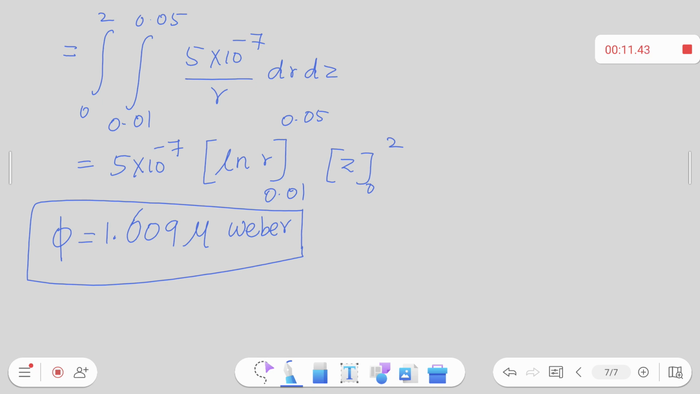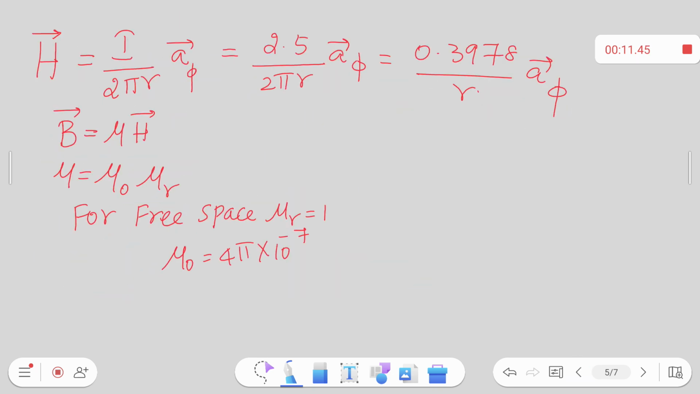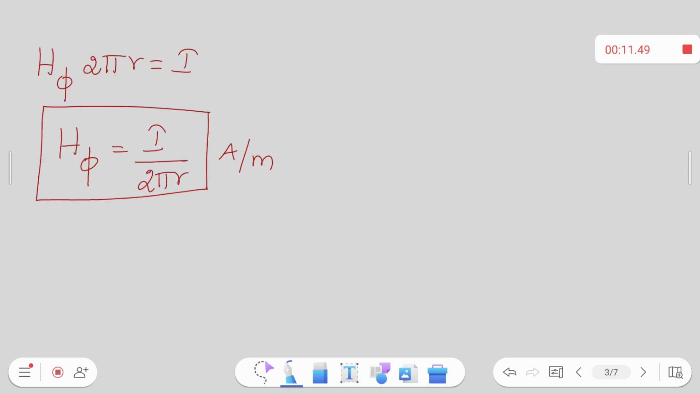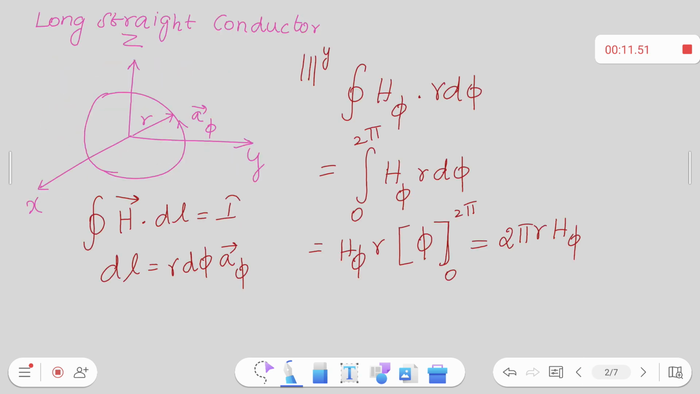By this simple problem, we could understand Ampere's Circuital Law and how to determine the magnetic field intensity of a long straight conductor using Ampere's Circuital Law.